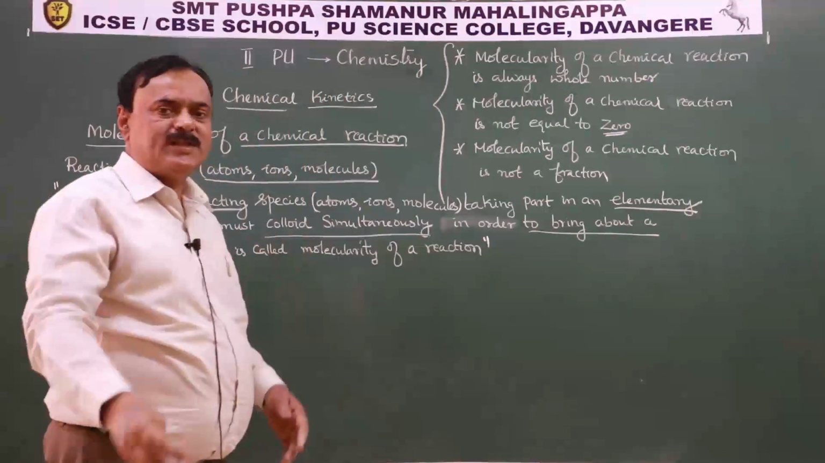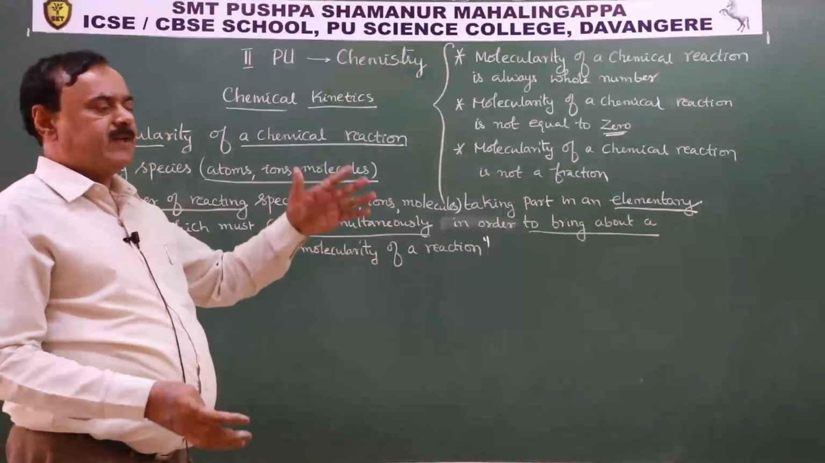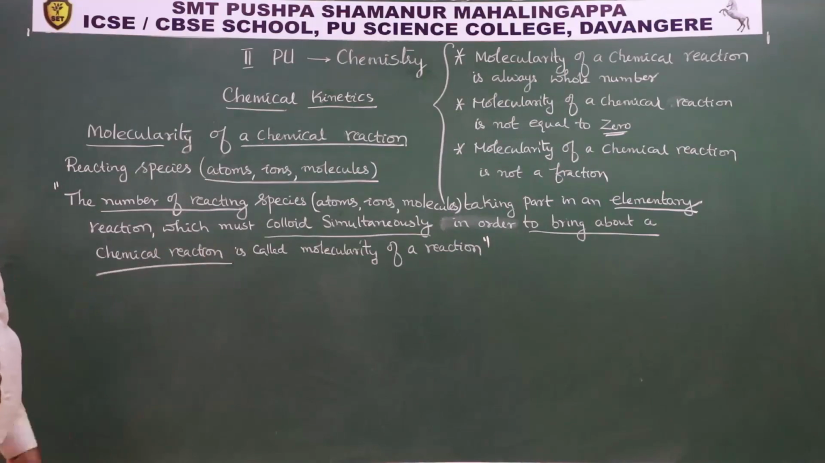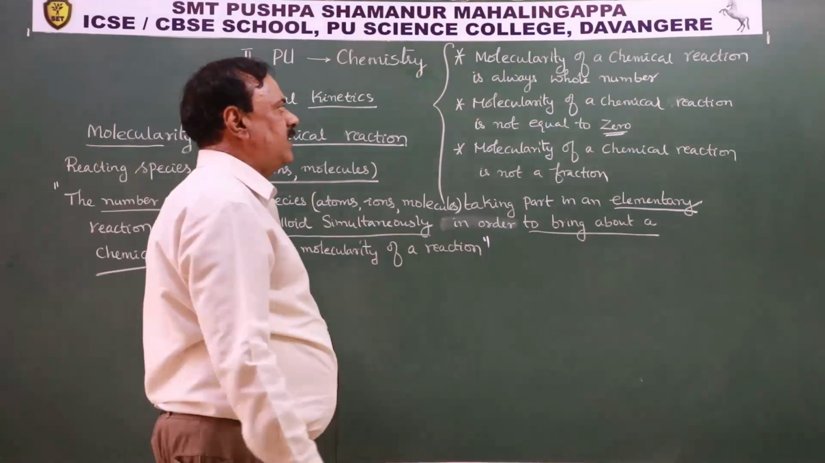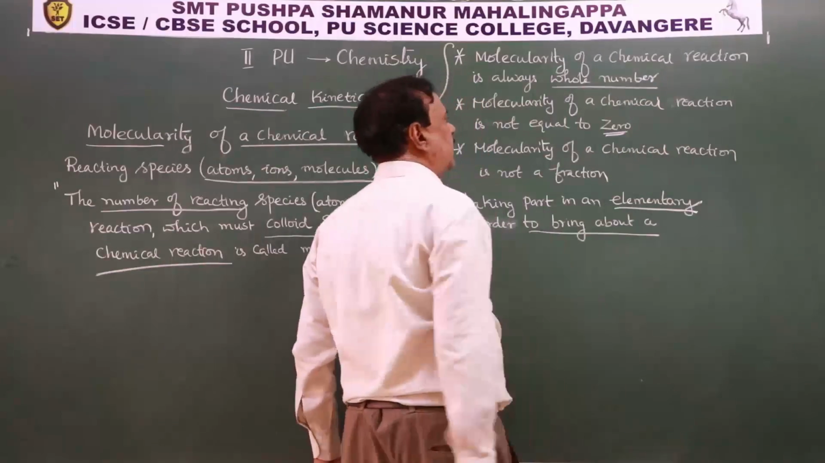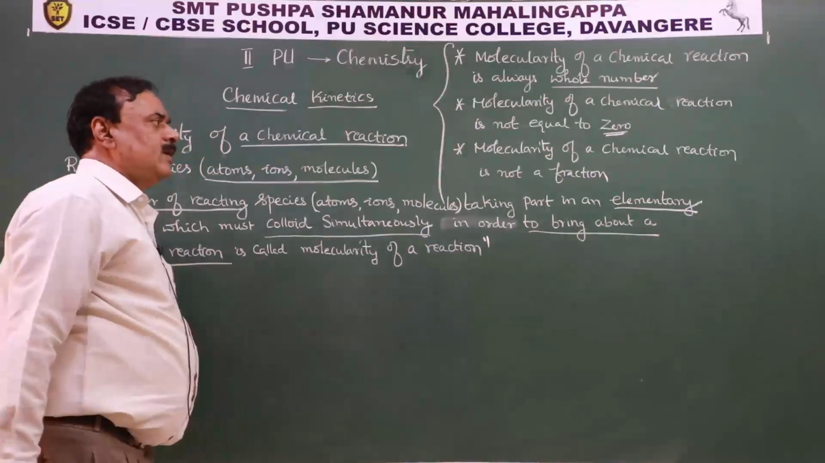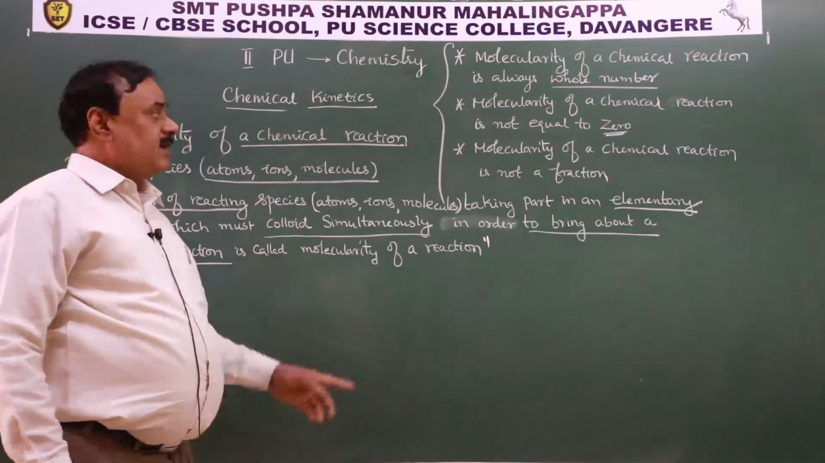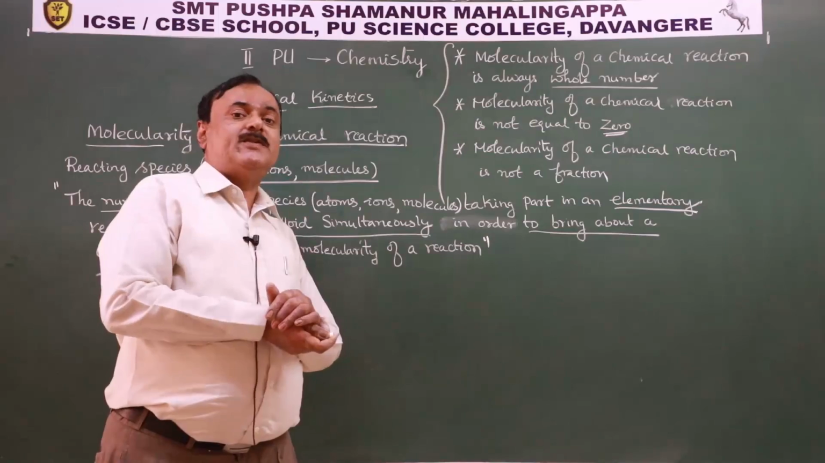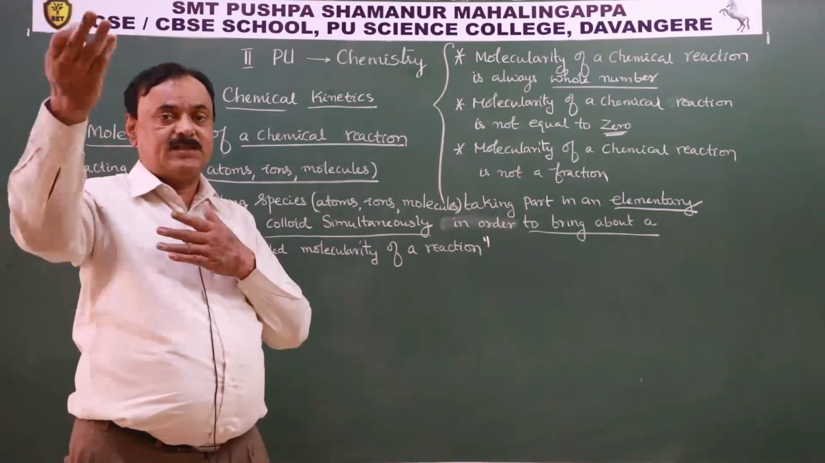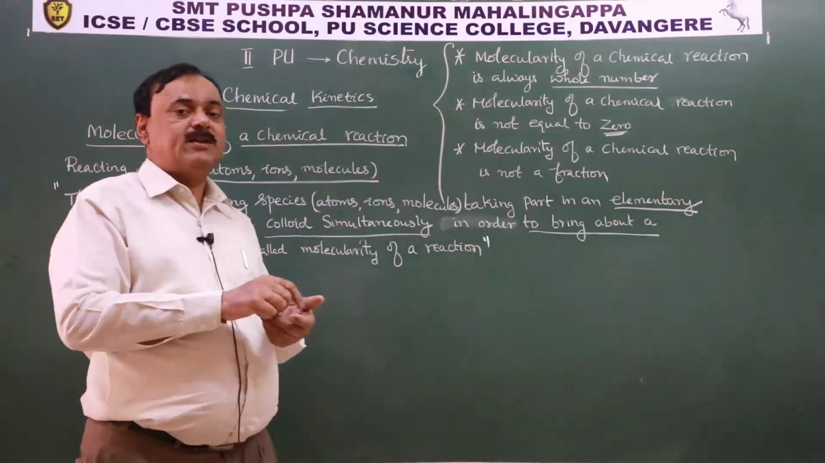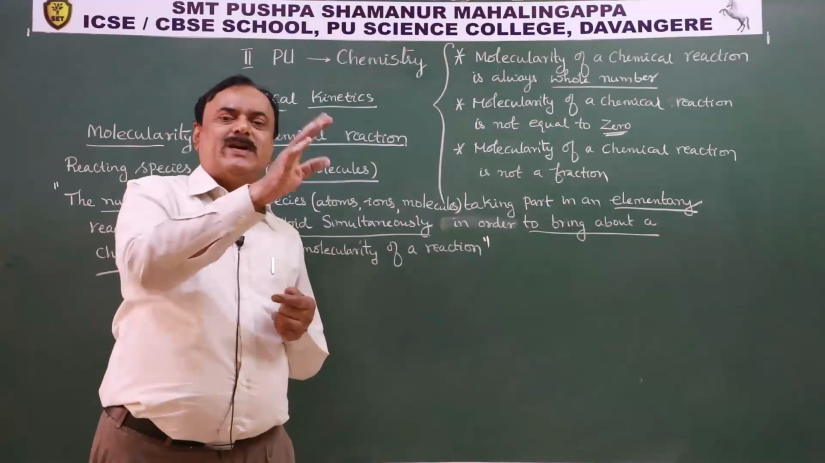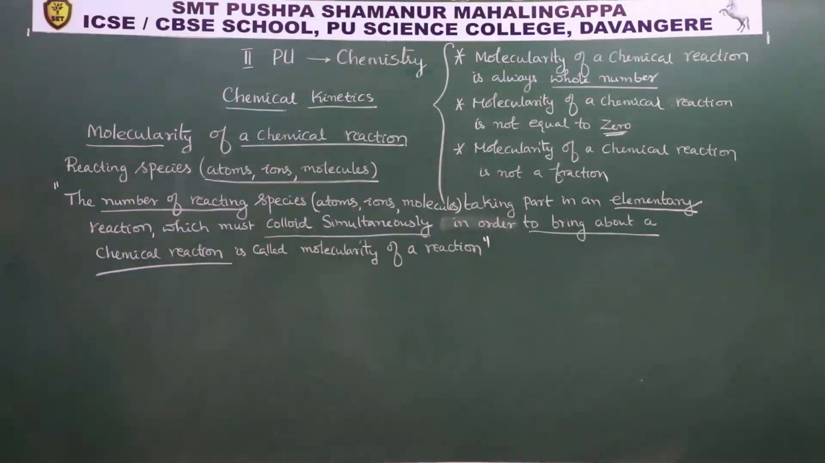Therefore, you may need to prepare your notes. First you have to write the definition of molecularity of a chemical reaction, then you have to write the important points. Molecularity is always a whole number, not equal to 0, not a fraction, and so on. Because in some cases, one more question is there: differentiate molecularity and order of a chemical reaction. Then you have to write part A, part B: the first part is molecularity, the second part is the order of a chemical reaction. Then you have to write all this.